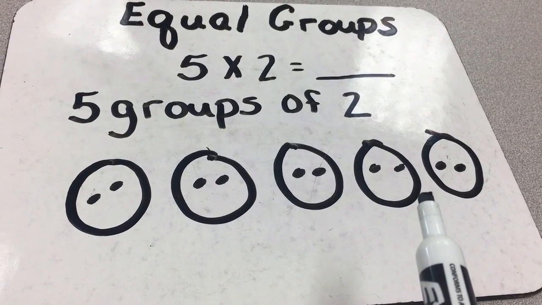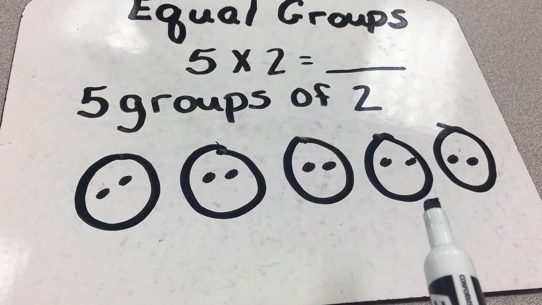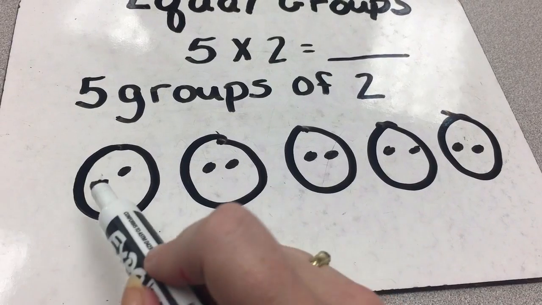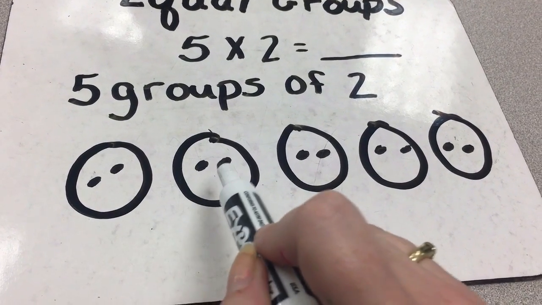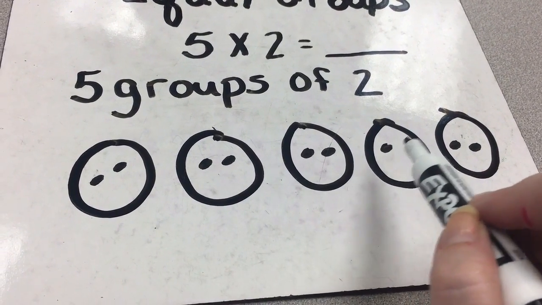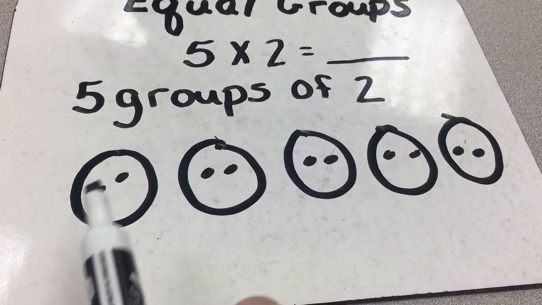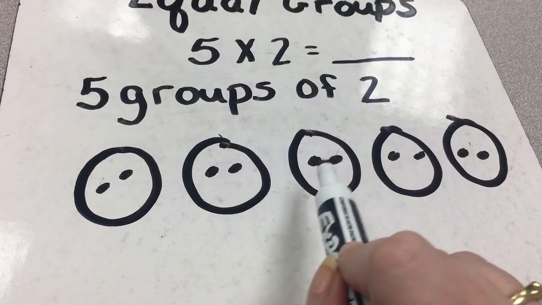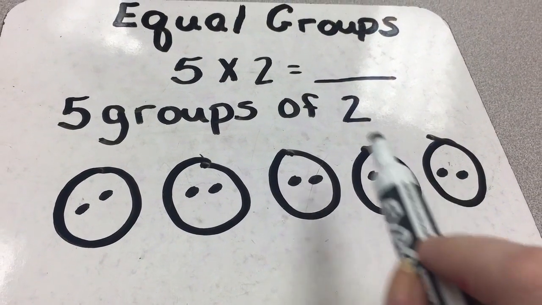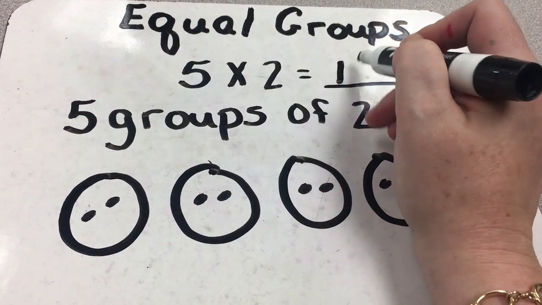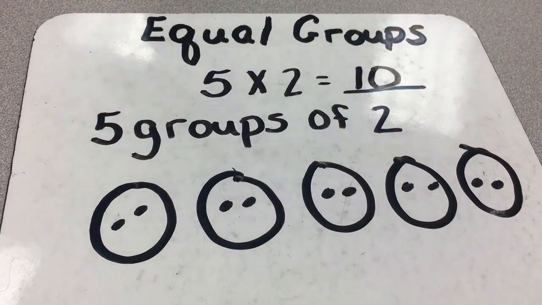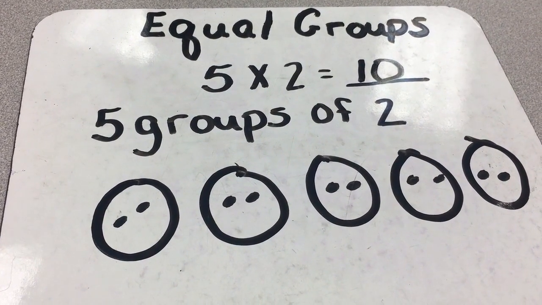Now all they're going to do is go back and count those. Some students will need to count one by one. 1, 2, 3, 4, 5, 6, 7, 8, 9, 10. While some students will feel comfortable saying 2, 4, 6, 8, 10. Their answer is 10. That is how we use equal groups in multiplication.